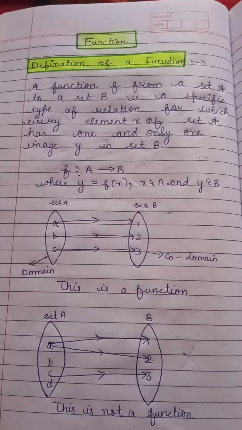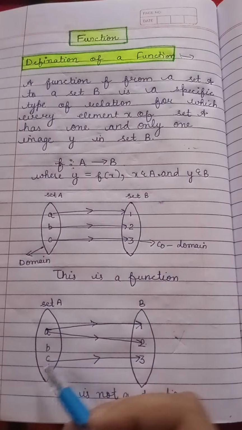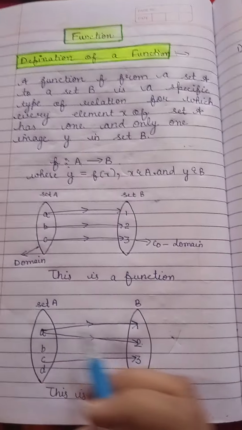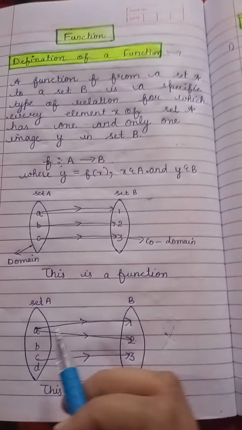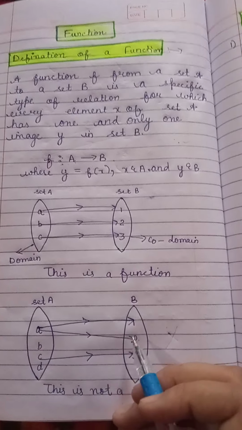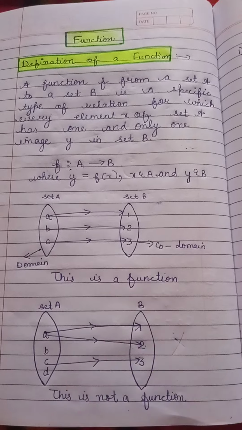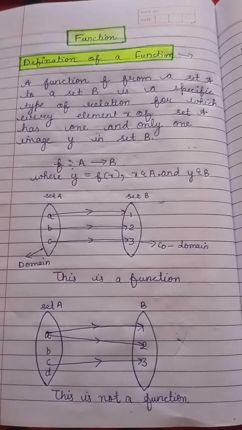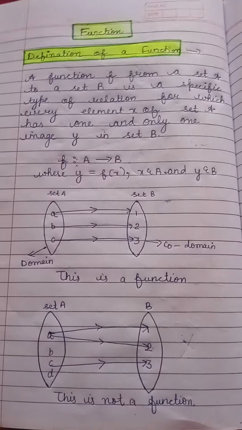Let us take another example. This is a set A, this is a set B. Here a goes to 1, a goes to 2, and here 1 and 2 are the images of a. So this does not satisfy the definition of a function. So this is not an example of a function.